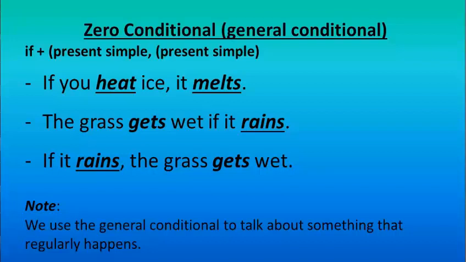The grass gets wet if it rains. Gets and rains, both verbs are present simple. If it rains, the grass gets wet. I can start the sentence with if. I can put the if in the middle of the sentence, so it's okay. So this is about the zero conditional. We are talking about something that regularly happens, something which is related to science, something that never changes, and so on. This is zero conditional.